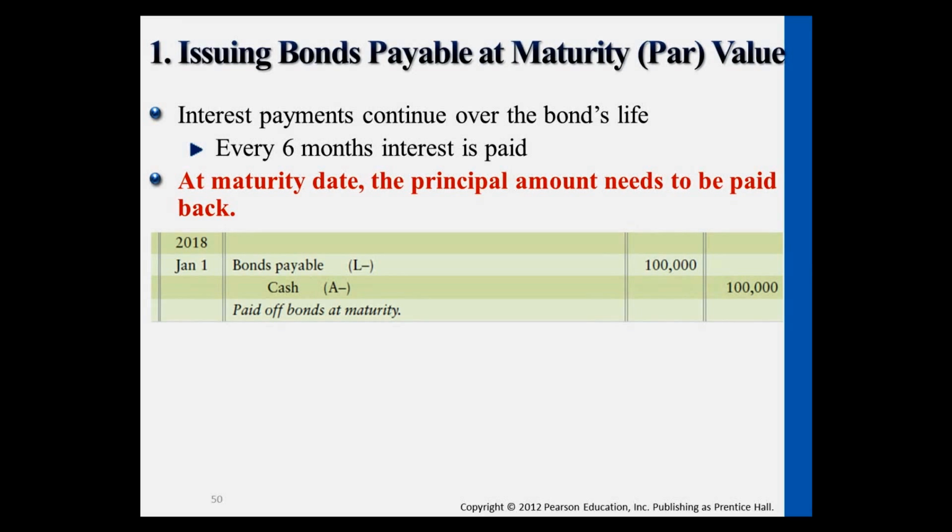Okay, so this entry will work for all 3 situations. If we issue it at premium, issue it at discounts, at the end, we're always paying back the face value, $100,000.